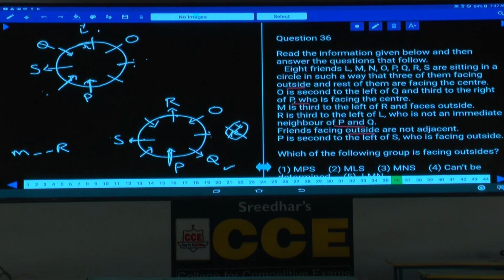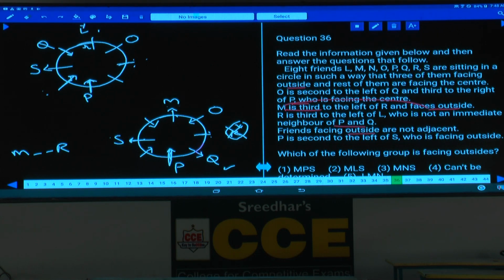R sits, M is. Where is M third to the left of R and faces outside? Fine. And faces outside means who is facing outside here? M is facing outside. Sorry, M is third to the left of R and faces outside. Now this M is facing outside. As M is facing outside, tell me here. Now as of now, M is facing outside, the second case is completely ruled out. Why? M is facing outside means this M must be here, isn't it? This is the only possibility for this M.